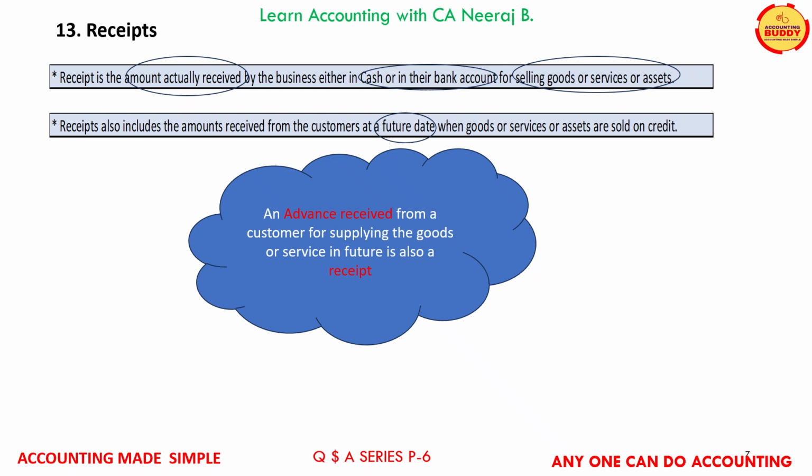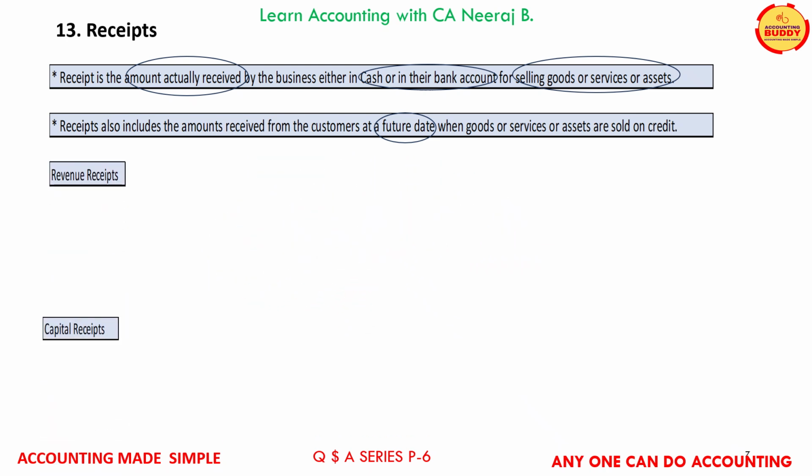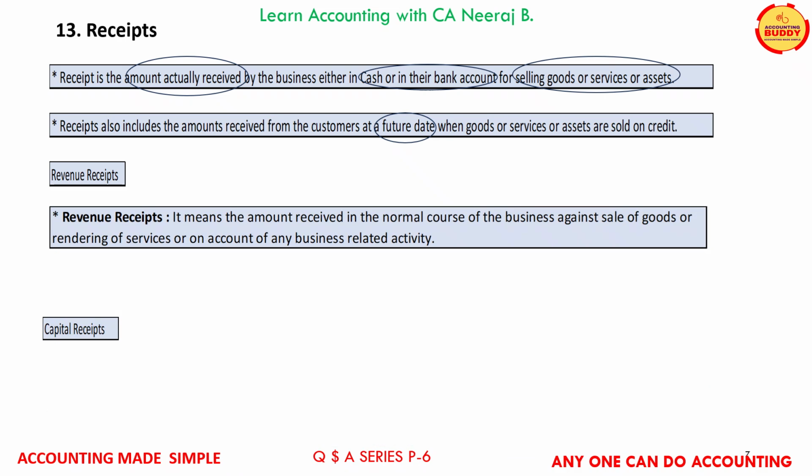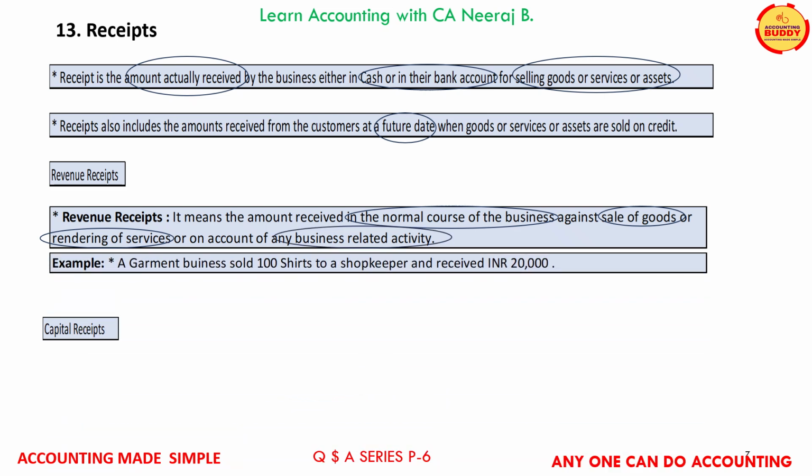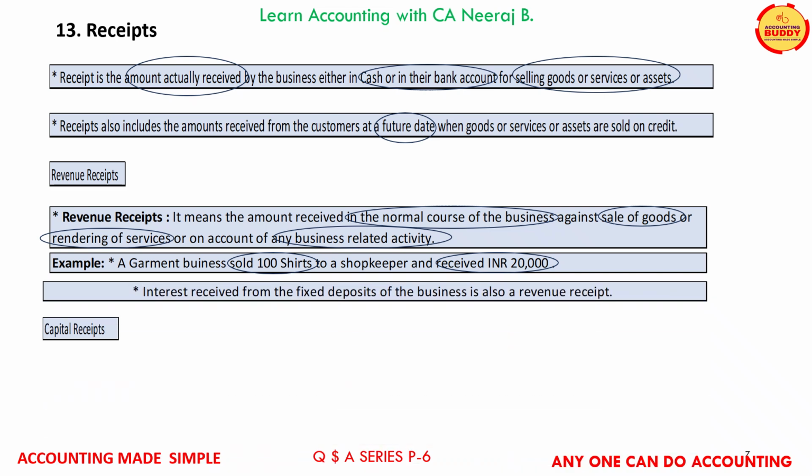Now, receipt can be of two types, revenue receipts and capital receipts. Let us discuss revenue receipts and capital receipts with an example. Revenue receipts means an amount received in the normal course of the business against the sale of goods or rendering of services or on account of any other business related activity. For example, a garment business sold 100 shirts to a shopkeeper and received INR 20,000. Now this INR 20,000 received by the business is a revenue receipt for the business. Similarly, the interest received from the bank on the fixed deposit is also a revenue receipt for the business.